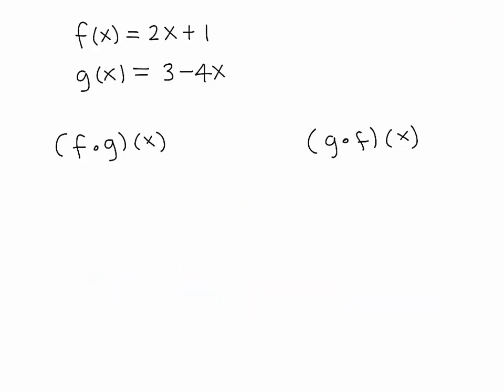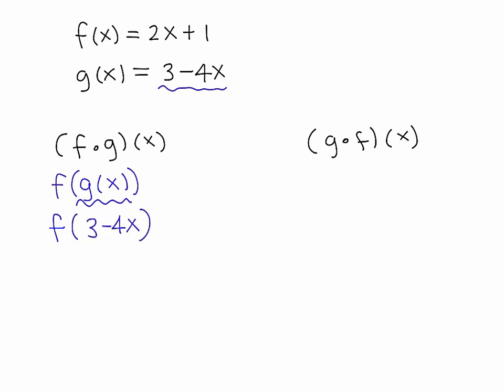Given f of x is equal to 2x plus 1 and g of x is equal to 3 minus 4x, we have f circle g of x, which is the same as f of g of x. We are given a g of x. G of x is equal to 3 minus 4x. So we can rewrite this as f of 3 minus 4x.